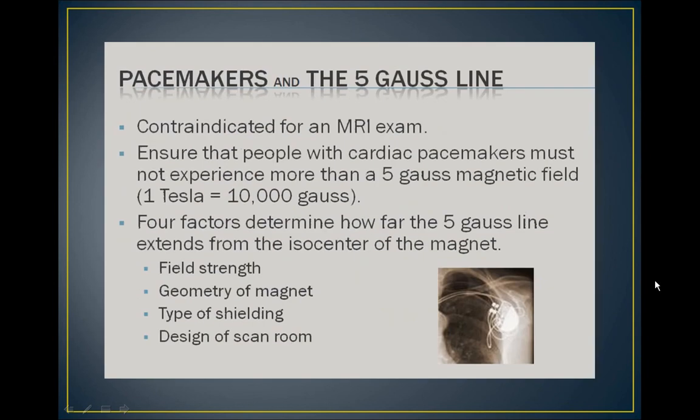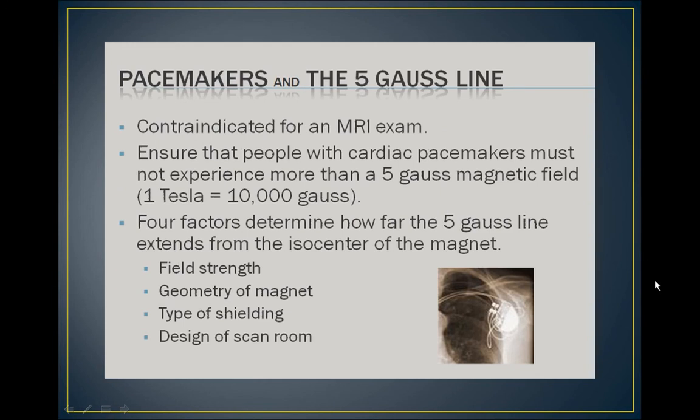We talked a little bit about pacemakers being contraindicated for an MRI, but we also have to take into account patients not having an MRI but who are still near the suite or just passing by, and who have an implanted pacemaker. The fringe field is the distance the magnetic field extends outside of the bore of the magnet, and is why we have guidelines for where patients and personnel can be. Patients with pacemakers must not experience more than a 5 Gauss magnetic field. Every technologist should know where the 5 Gauss line is. It should be contained within the scan room or restricted areas.